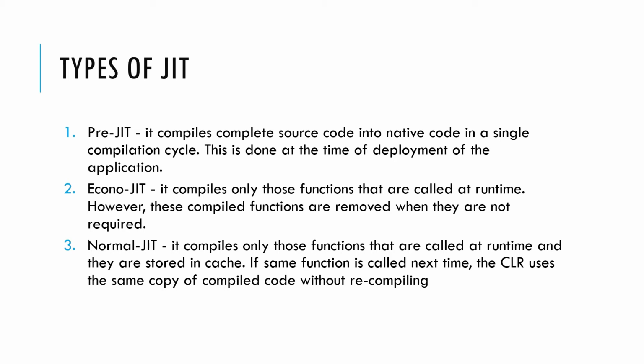In the case of Econo-JIT, it compiles only those functions that are called at runtime. However, these compiled functions are removed when they are not required. In the case of Normal JIT, it compiles only those functions that are called at runtime and they are stored in cache. If the same function is called next time, the CLR uses the same copy of compiled code without recompiling.